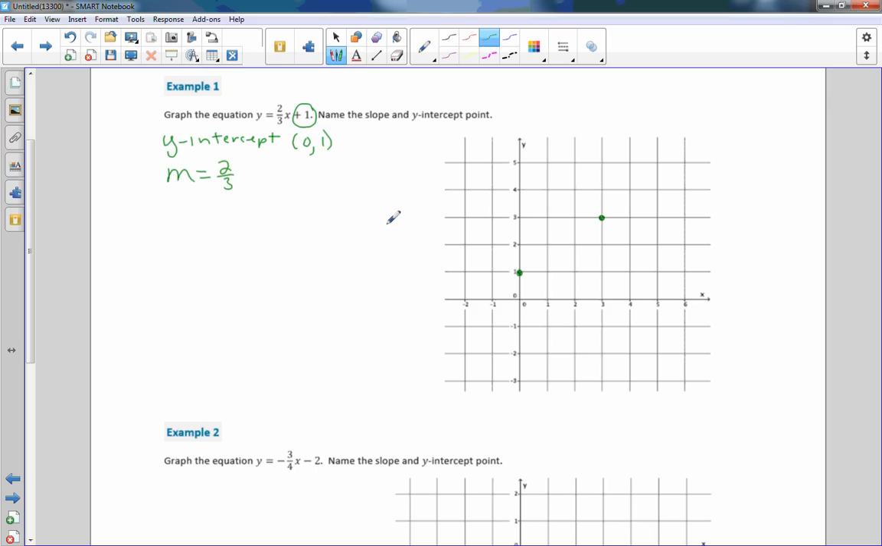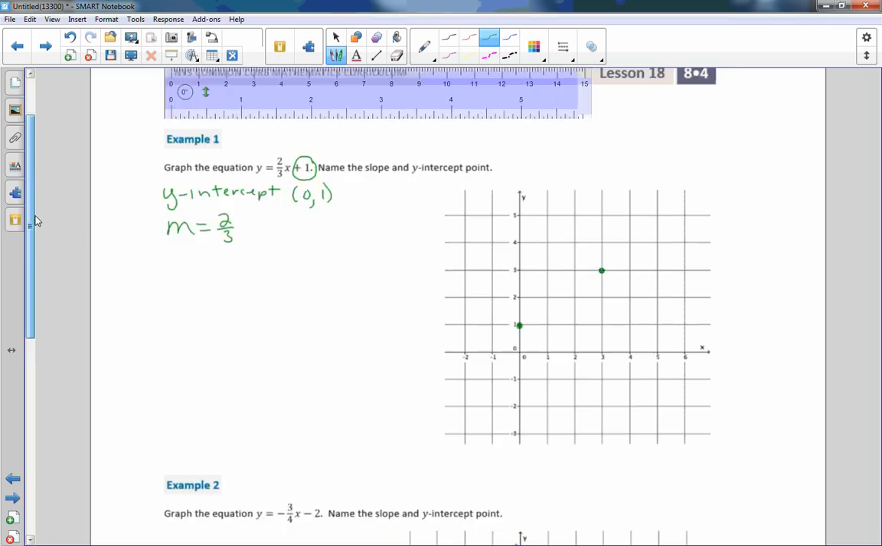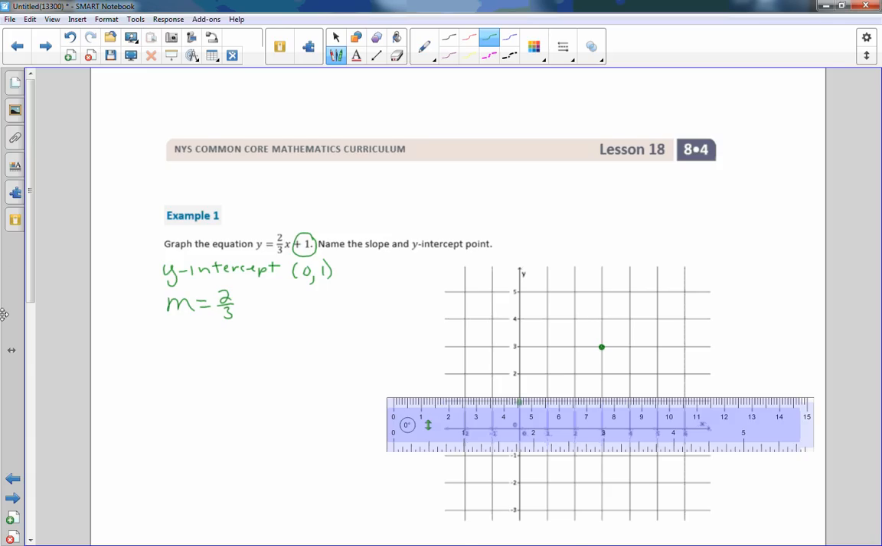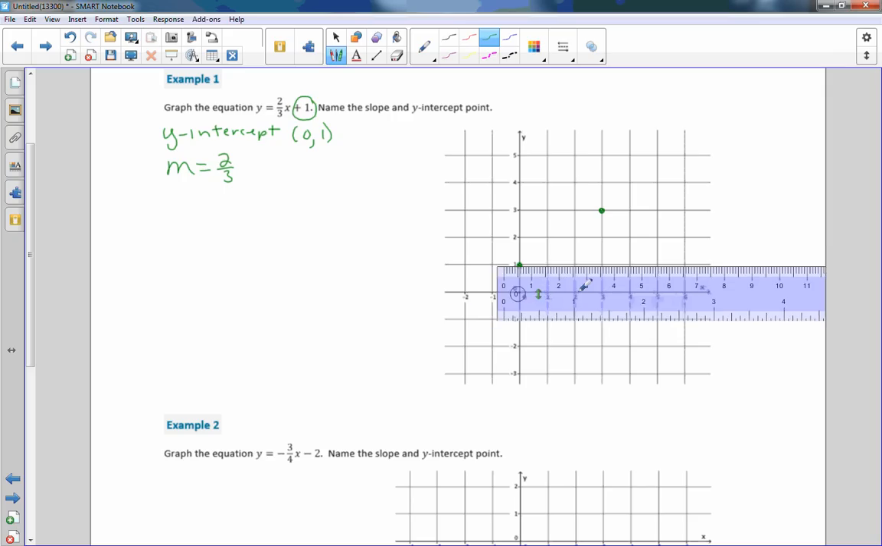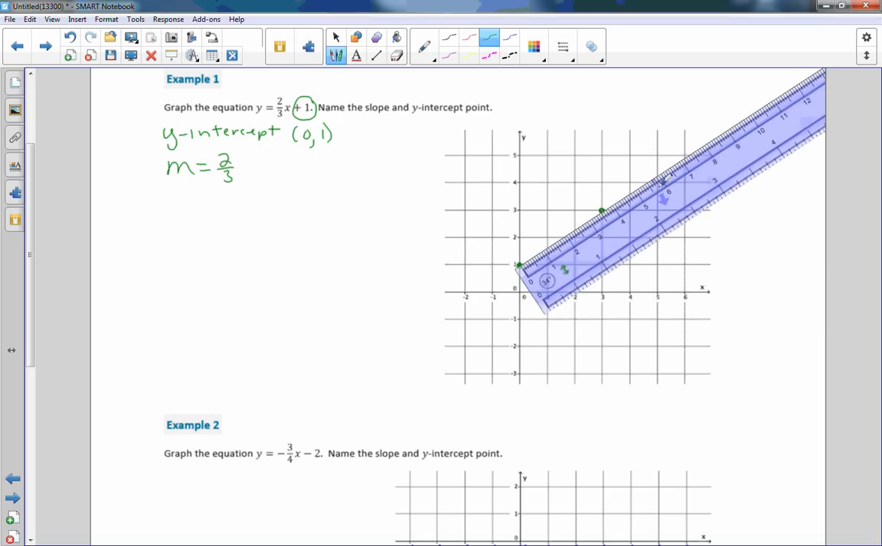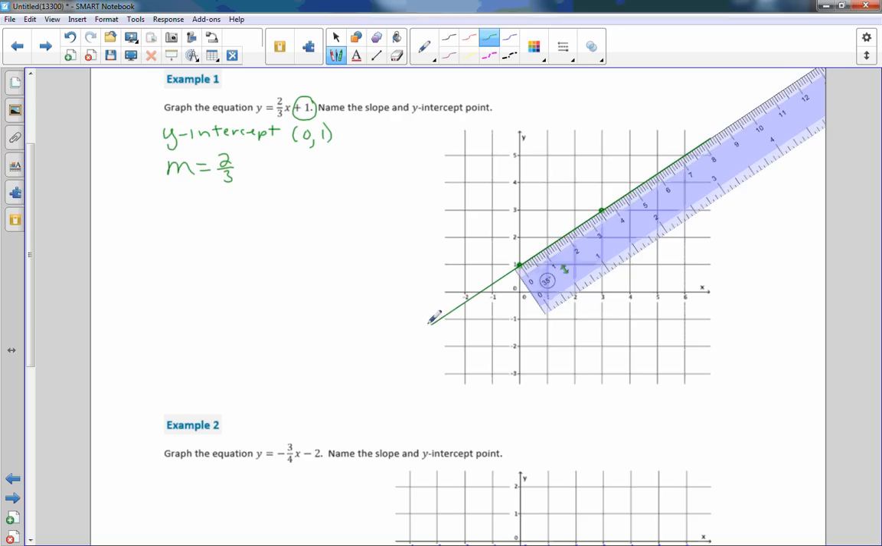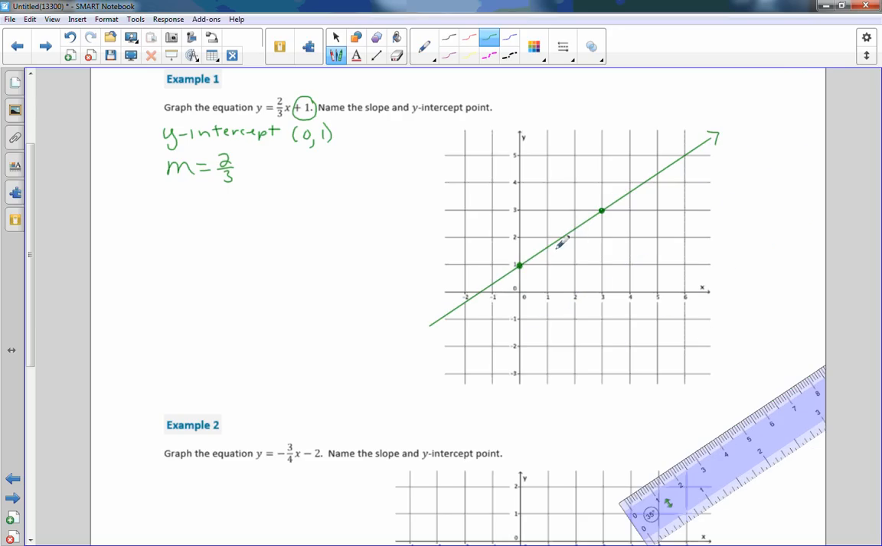So there are my 2 points. We only need 2 points to plot a line. So I'm going to grab my ruler and draw a nice, neat line that's accurate. Okay, attend to precision, SMP 6. Rotate this so that we are going through that point, and then it continues on forever, both directions. So there is the line graphed through the y-intercept, and then the slope is 2/3.